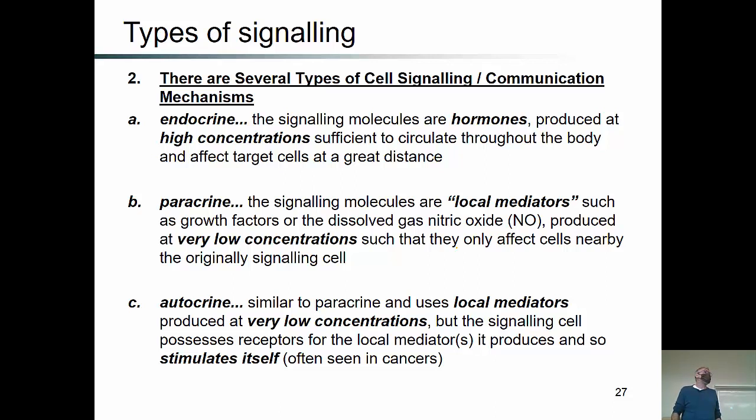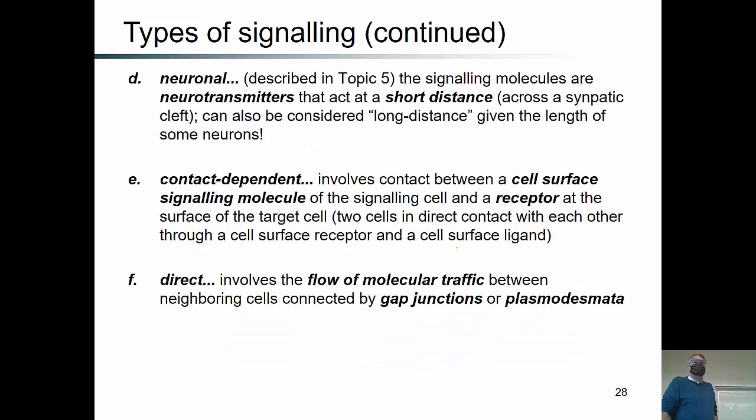Autocrine: cells can actually produce signals and then respond to them themselves. They release factors and then in turn they respond back to themselves. Neuronal, this is what we looked at in topic 5. Sorry, in your notes I think it says topic 6. Synaptic signaling used to be topic 6, and I just missed that typo. Topic 5, we've already looked at, so we won't talk about that again.